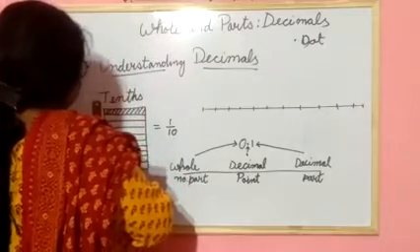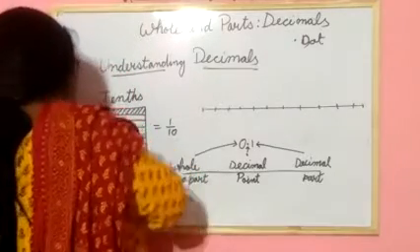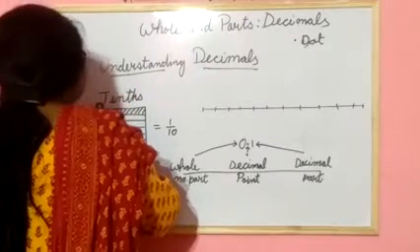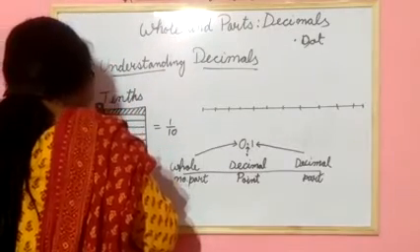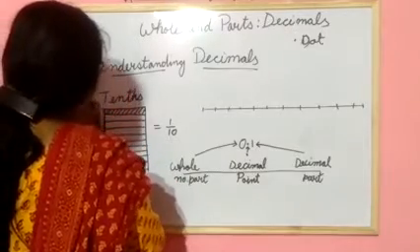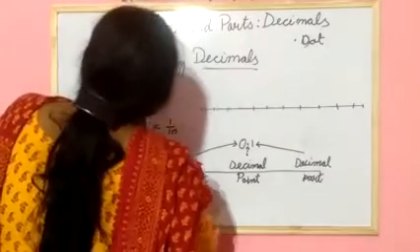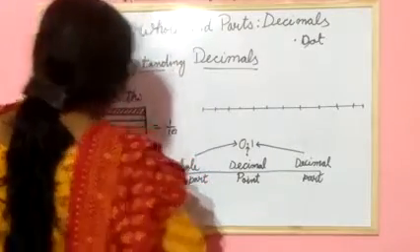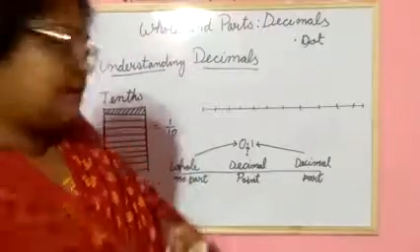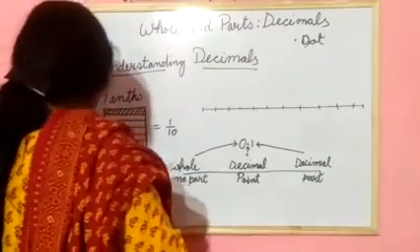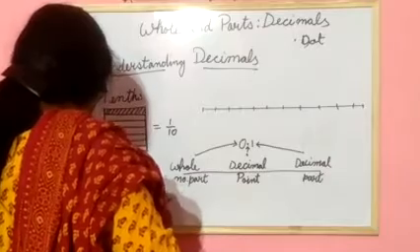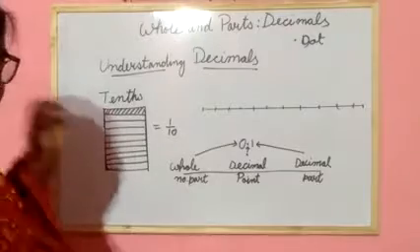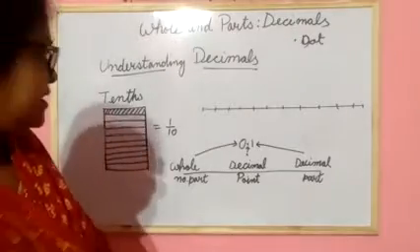You will use your scale and you will draw this box, and what you are seeing is that it is divided into 10 equal parts. Now what I have done here is one part I have colored.